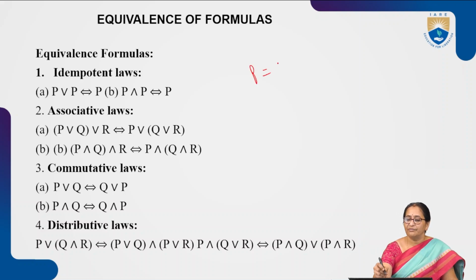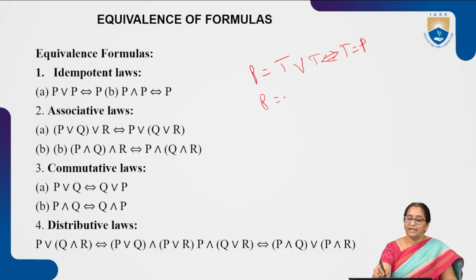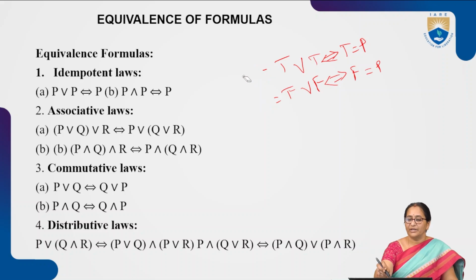Here P value is T: T or T is equivalent to T. If the value of P is F, then F or F is also F. So it is P. Whatever the value of P may be, P or P is always equivalent to P. Similarly, P and P is also equivalent to P. This is called the idempotent law.